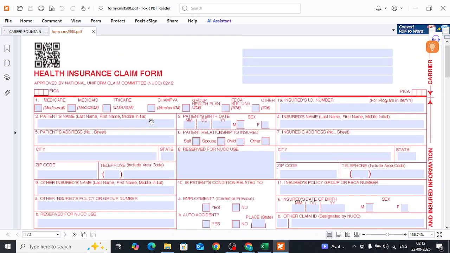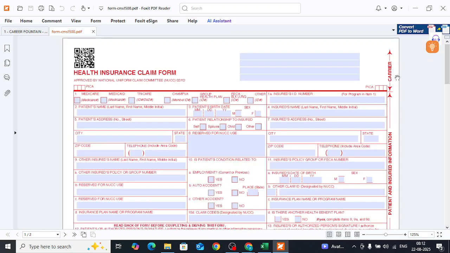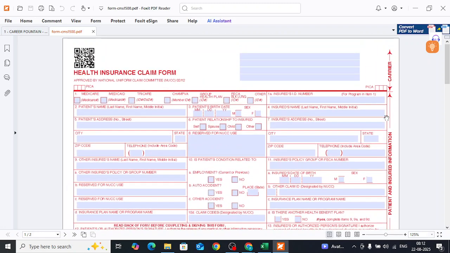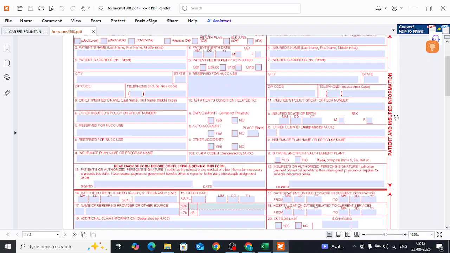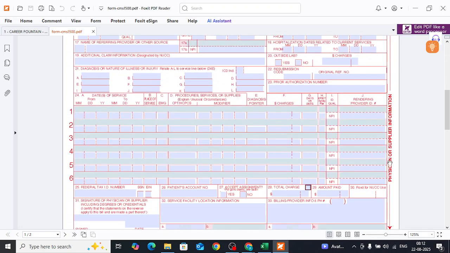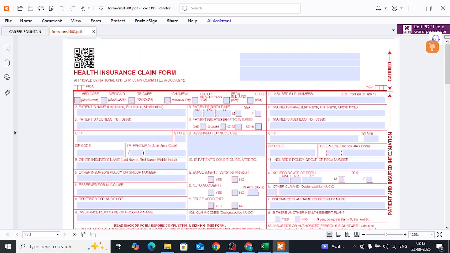It's very easy if you read the notes every day, and it's not hard to remember. So let's see. You can see the right side portion. This form is segregated into three portions. First is the carrier, second is the patient and insured information, and third is the physician or supplier information. One by one we'll see.